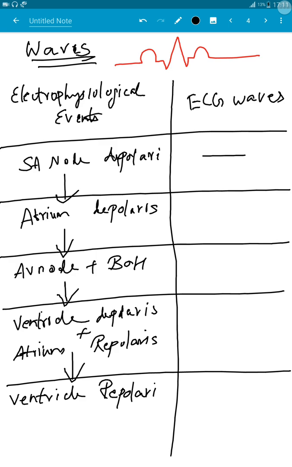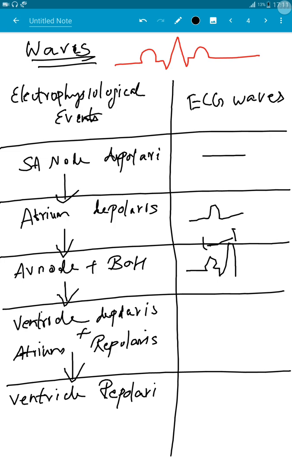Then the atrium gets depolarized, so the first wave which will be seen in the ECG is the P wave. The P wave indicates the atrial depolarization. Then the AV node and bundle of His get depolarized. That is the P wave, then the PR segment. This PR segment is the AV node and bundle of His.